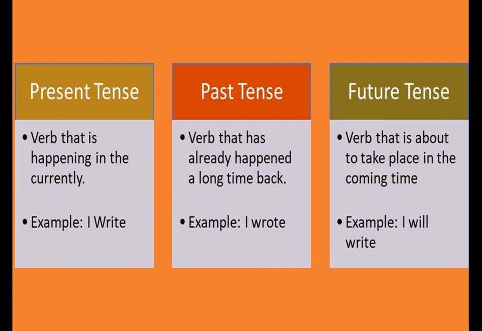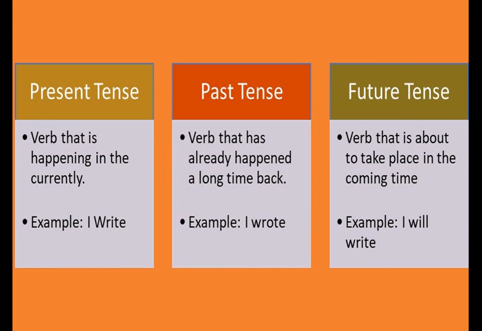Now the third one is the future tense. It means the things which are going to happen. That means it is the coming time. In the present it is going on, currently it is going on. In the past, that means it has already finished, and in the future tense, that means it is going to happen, it will take place.